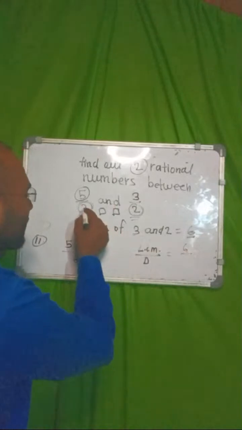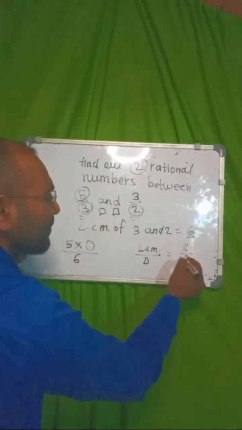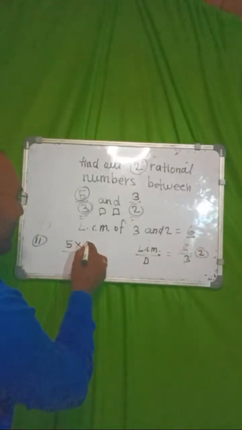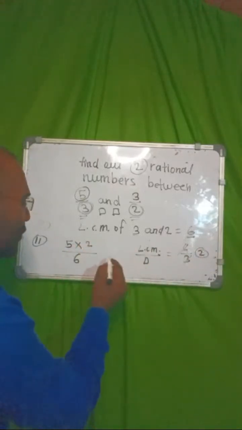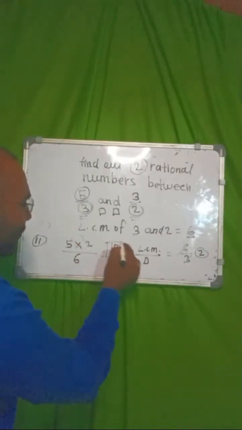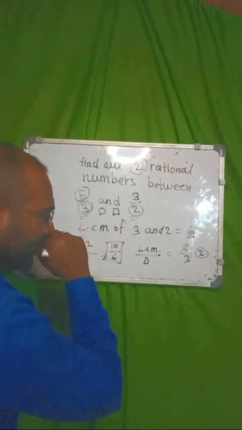So the LCM is 6, and the denominator here is 3. So 6 divided by 3, what's the answer? 2. So here we write 2. Now let's solve this: 5 twos are 10 divided by 6. So this one is the first new rational number.